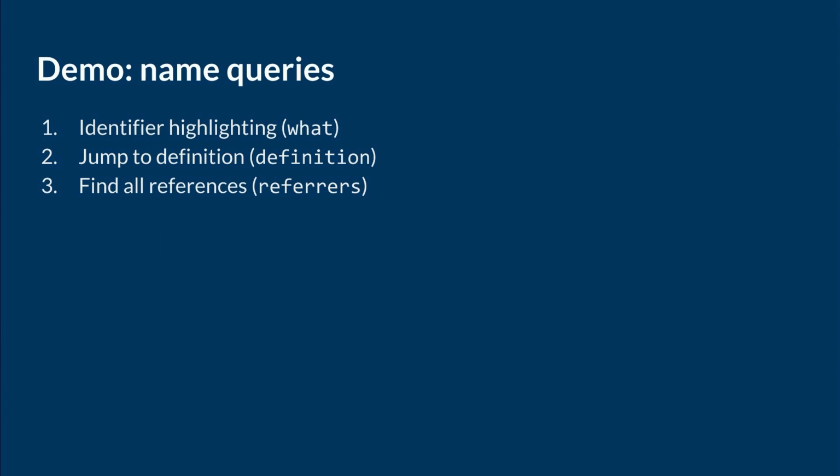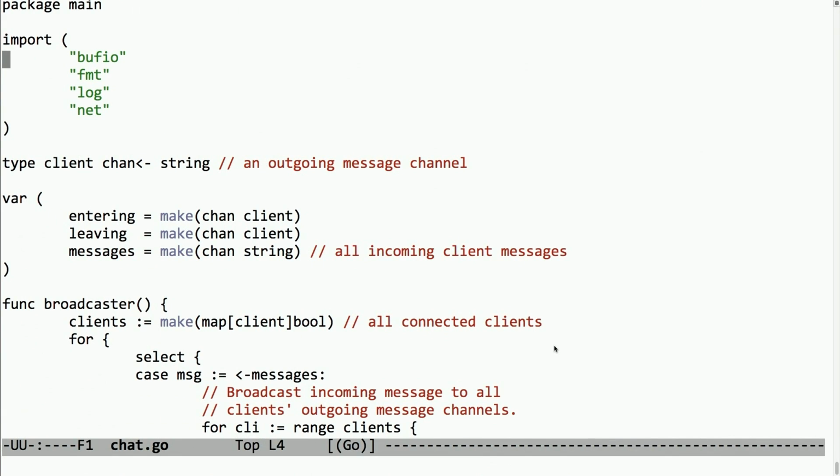In parentheses here, I've shown you the name of the Guru command. The what command does identifier highlighting. The definition command jumps you to the definition of a declaration, of a name, and the referrers command shows you all references throughout the workspace. So I'm going to switch now to some code. I hope you can read this at the back.